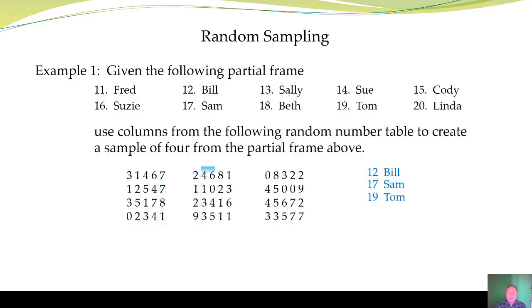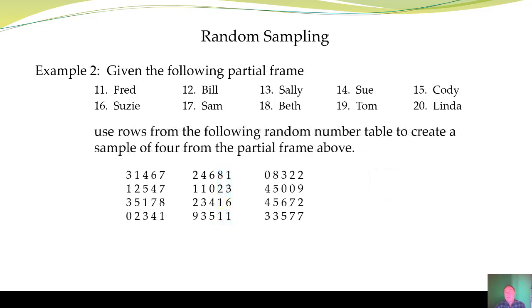Take the next 2 columns, 46, 10, 34, 35. None of these numbers are in my partial frame. So I go to the next 2 columns. 81, 23, 16, 11. Well, 16 is in my frame, so Susie is in my sample. But now wait a second, 11 is also in my partial frame. But I already have my 4 people in my sample, so I don't worry about 11.